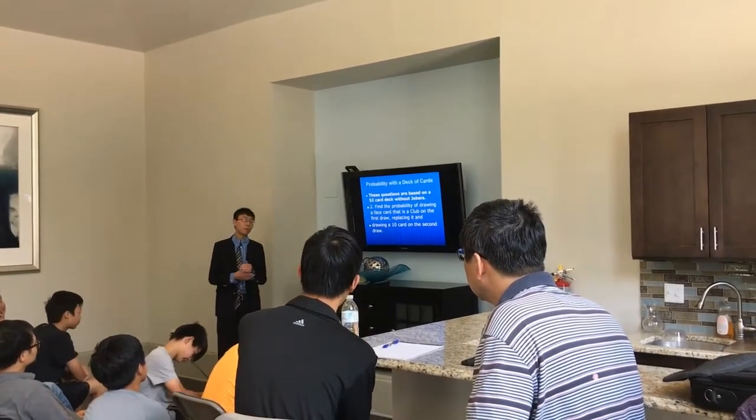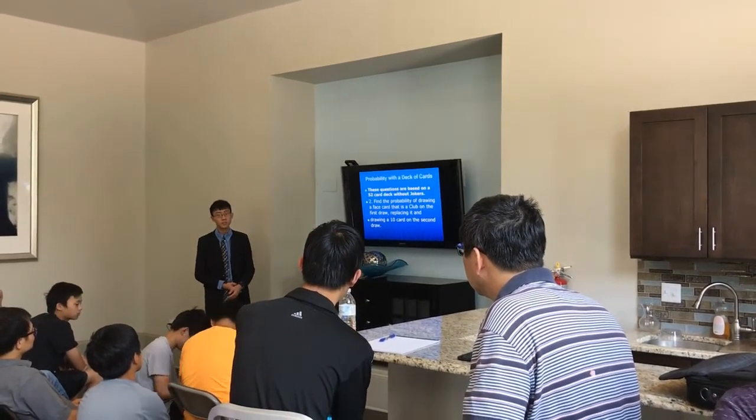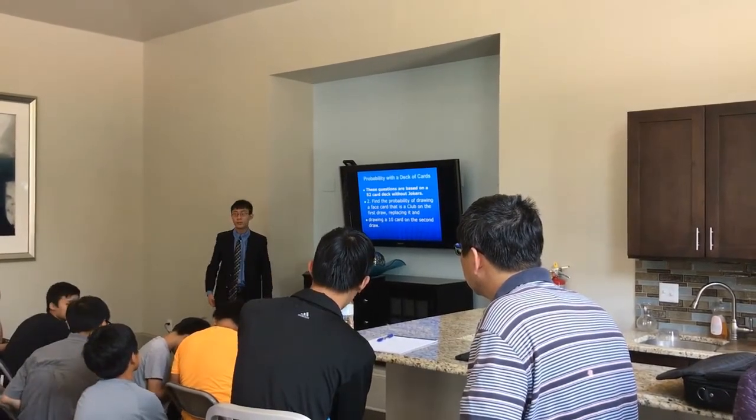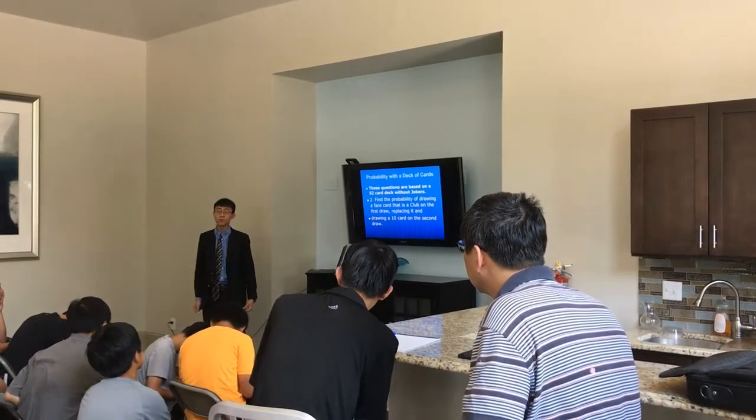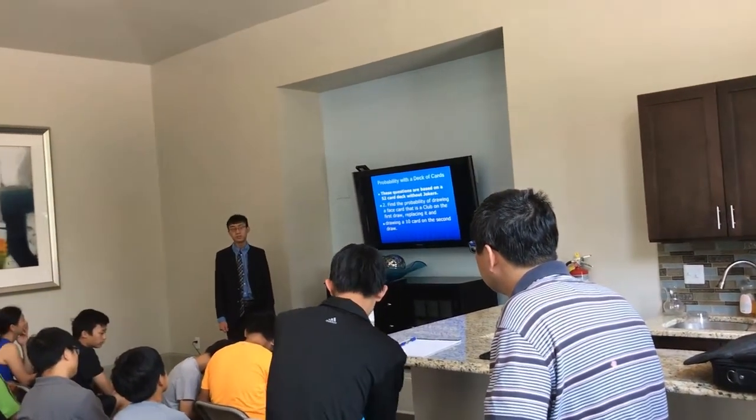And for a 10, you have 4 different 10s, so 4 out of 52, or 1 over 13. So then you can multiply 3 over 52 and 1 over 13, and you'll end up with 3 over 676.